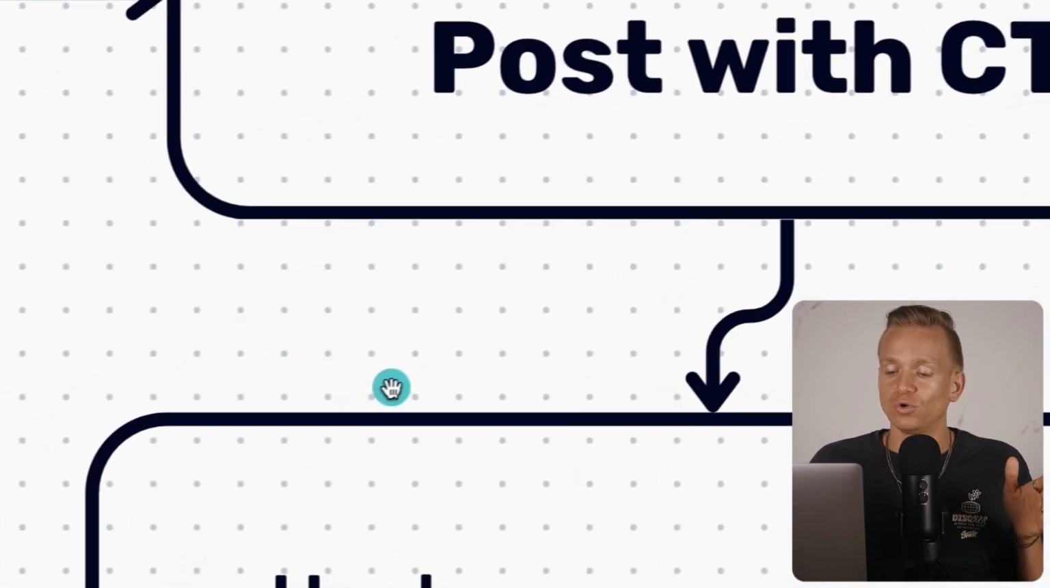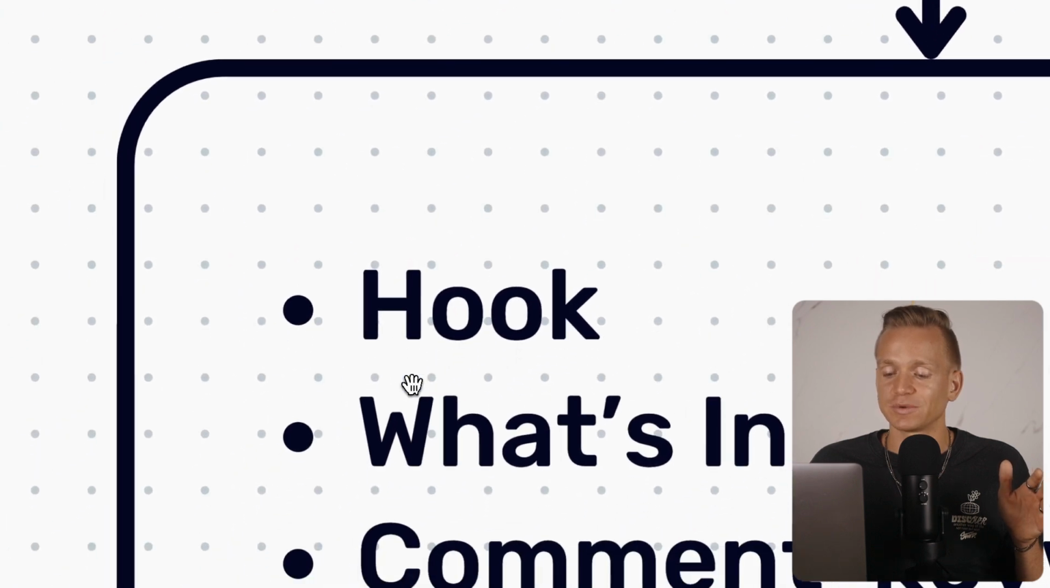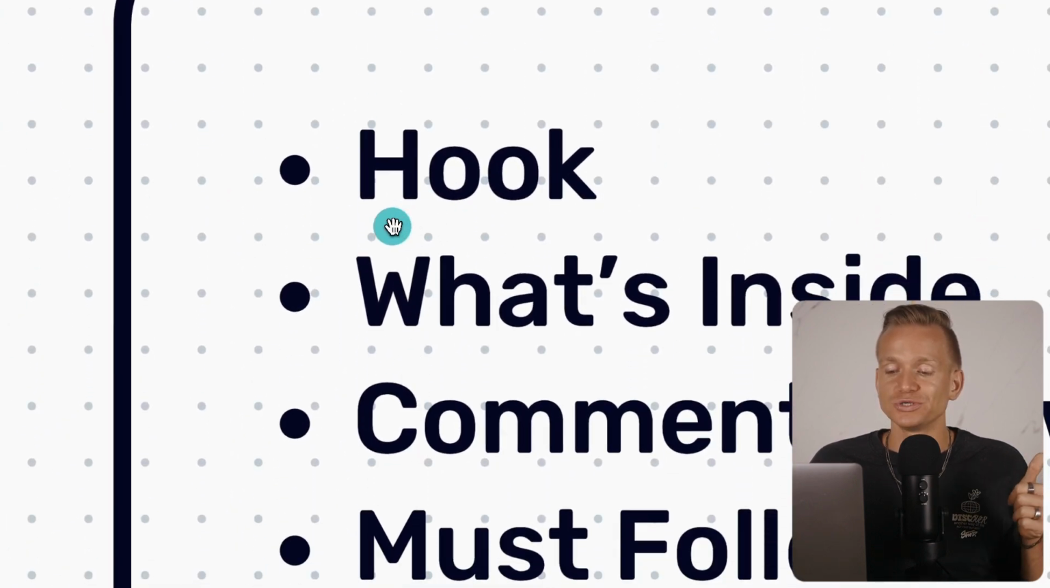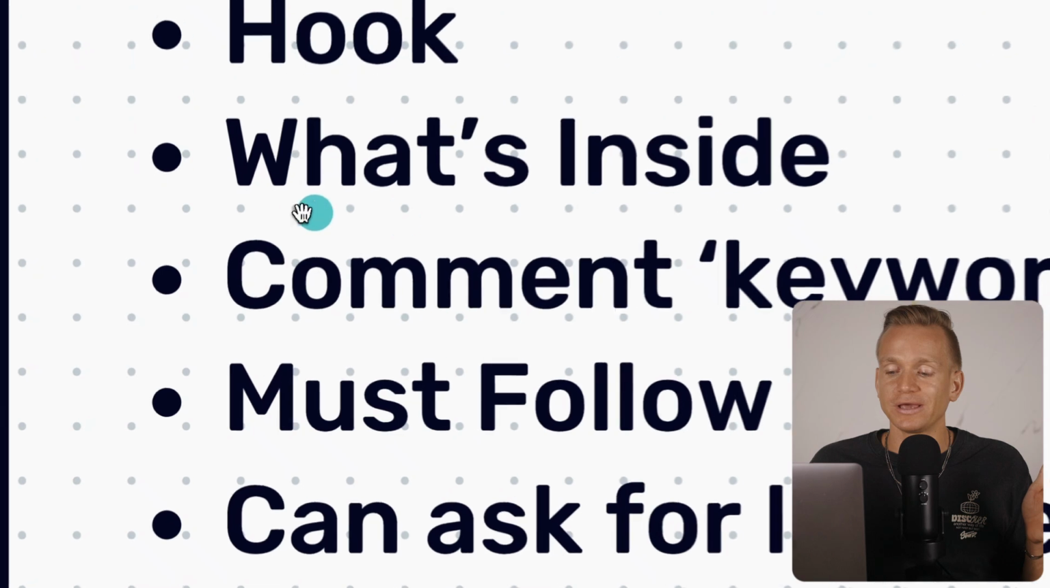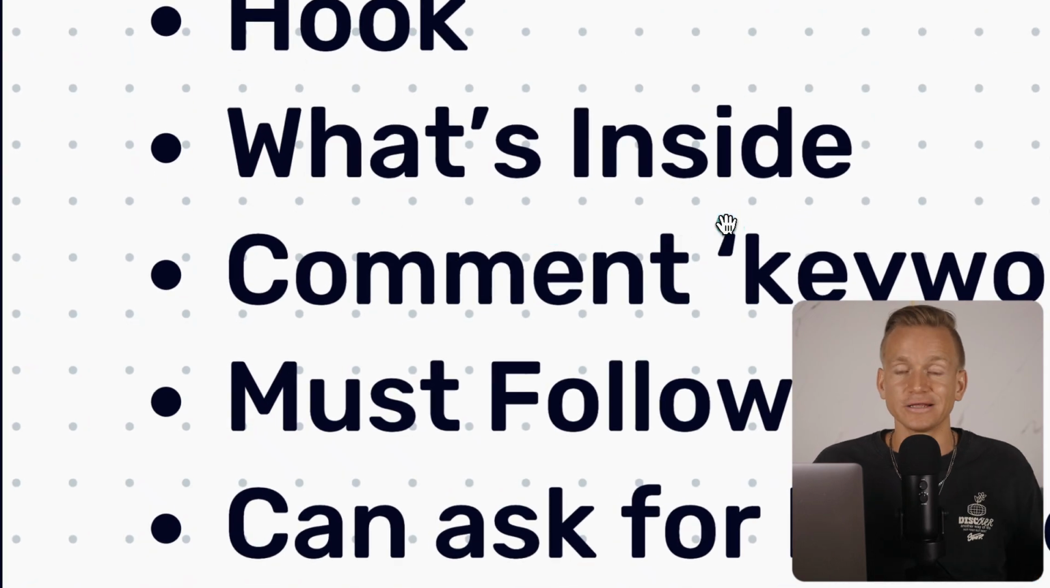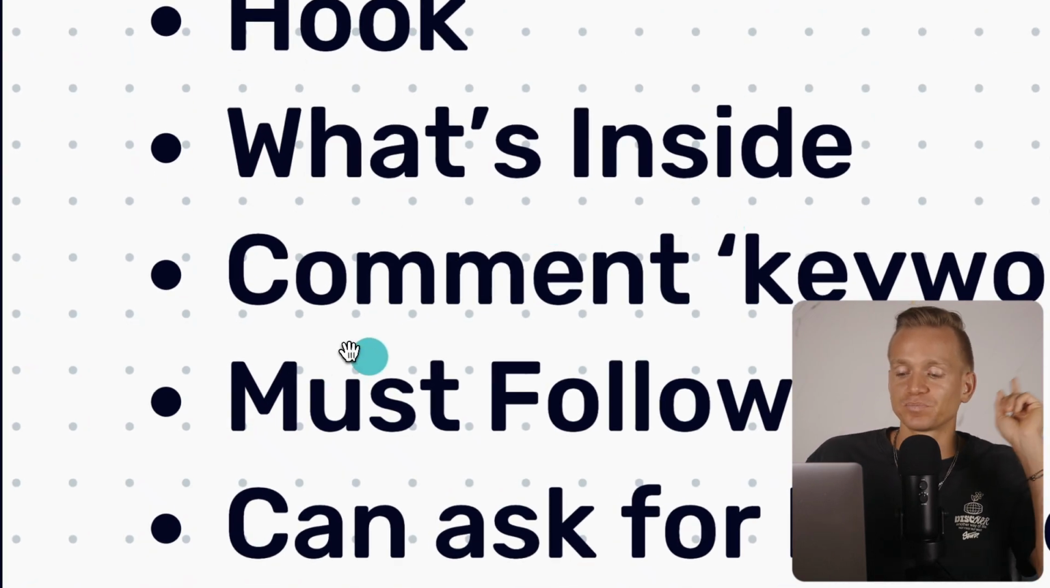But once you have that, you want to create a post with a specific CTA. What I mean by this, and I'll show you some examples later on, is that you want to have a hook. You hook your audience within the first sentence, and you explain what's inside this lead magnet that you created and how it works.